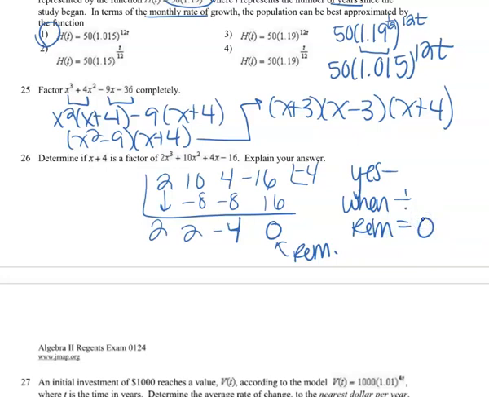Now, something else you guys could do is you technically could evaluate this function at -4. So, meaning do 2 times -4 cubed plus 10 times -4 squared, and so on and so forth. And it would spit out 0, which is the factor and remainder theorem, which is just another way that you could show that it's a factor.